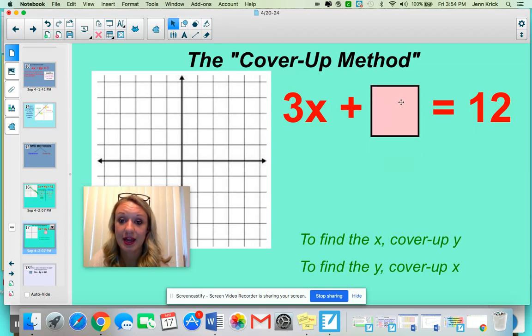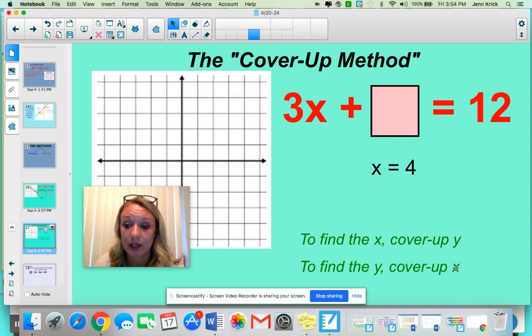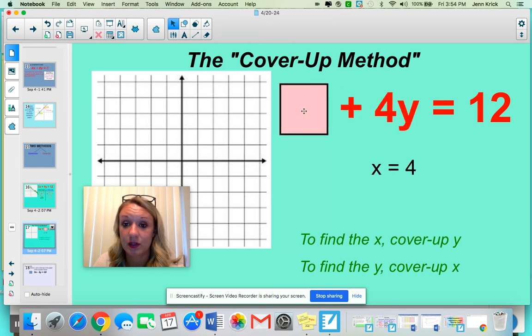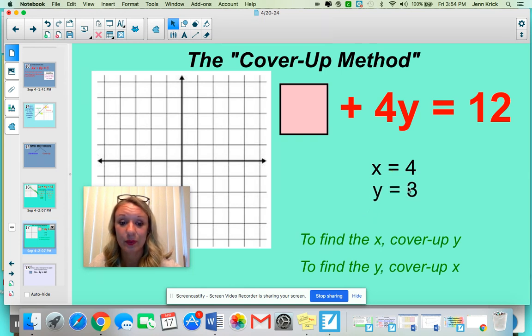So if I'm finding my x, I'm going to cover up the y. Now I see it's just 3x equals 12, which I know then x is going to be equal to 4. That's a basic one-step equation. Now to find the y, I'm going to cover up the x. We're going to pretend like this is gone, and it's just 4y equals 12. If 4y equals 12, I know that y equals 3, and that's my y-intercept. This is the exact same as what we found on the other slide using the substitution method.